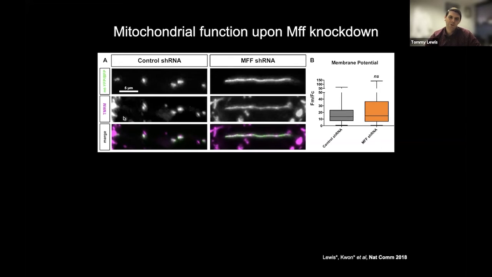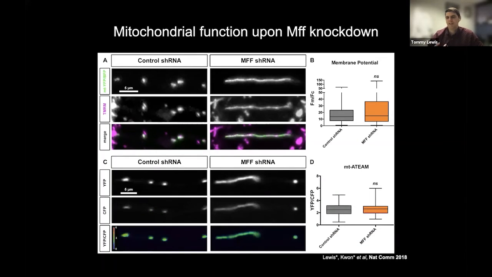So we use tetramethylrhodamine, which is a potentiometric dye that accumulates in the matrix of the mitochondria based on membrane potential. We give them a set amount of dye and a set amount of time, and we look at how much of that dye accumulates in the matrix. What we could see is that these elongated mitochondria still accumulate tetramethylrhodamine at pretty much similar levels to the control mitochondria. So they do maintain a membrane potential.